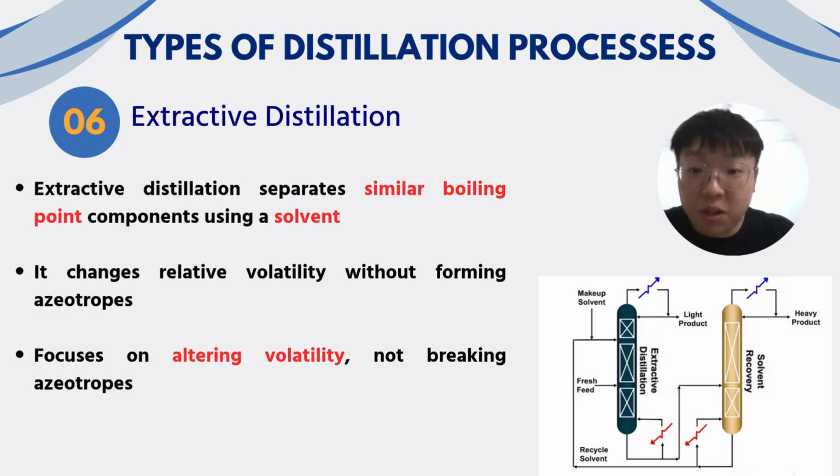Extractive distillation is a process for separating components with similar boiling points using a non-volatile solvent. This solvent alters the relative volatility of one key component, making separation easier during distillation. Unlike azeotropic distillation, it doesn't break the azeotrope but focuses on changing the volatility for effective separation.